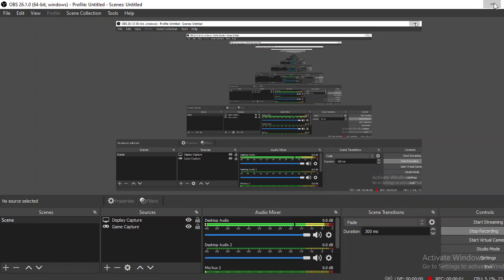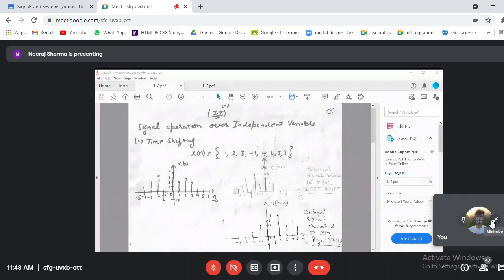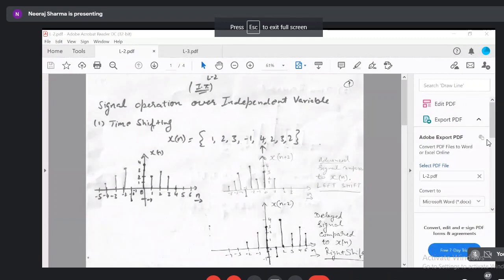Operations over the independent variable. In yesterday's class, we discussed the operations over the independent variable for CT signals. Today, we are going to discuss the same operations for the DT signal, that is, a discrete time signal.